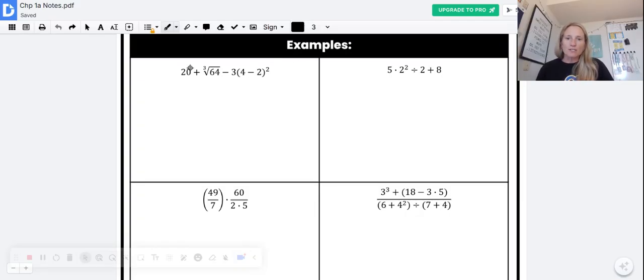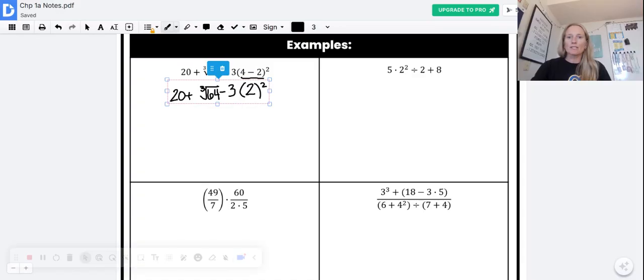So the first thing that we're going to do in this example is start with any groupings. We do have a set of parentheses, and that means we need to do 4 minus 2 first, which is going to give us an answer of 2. We want to go ahead and write down the rest of the problem because we haven't done any of the other steps, and we don't want to forget all of the other operations that go along with this problem.